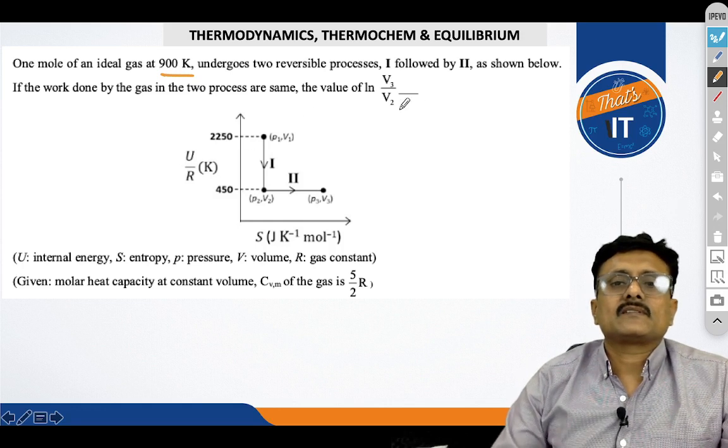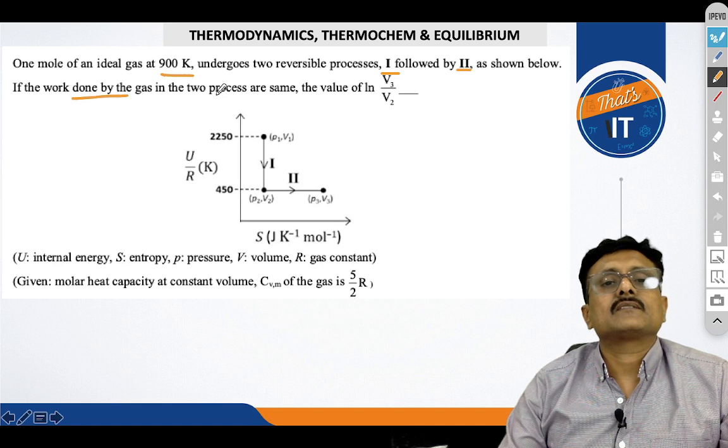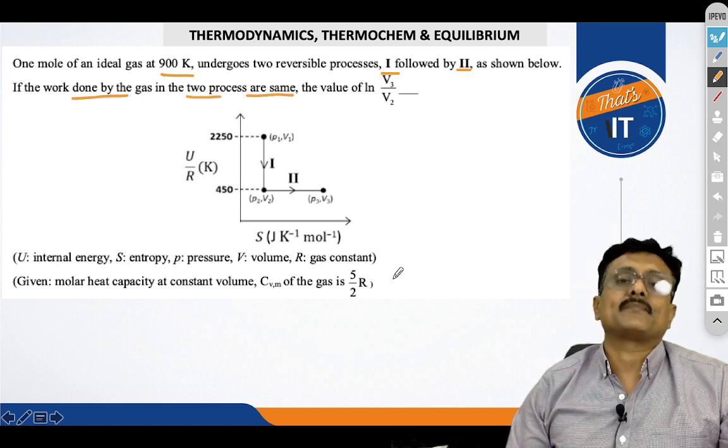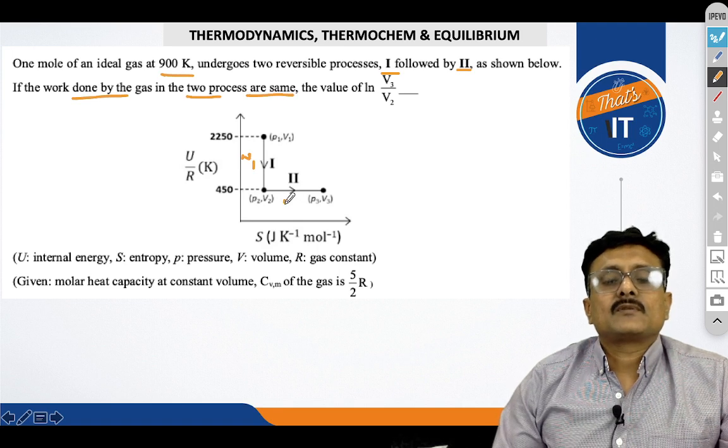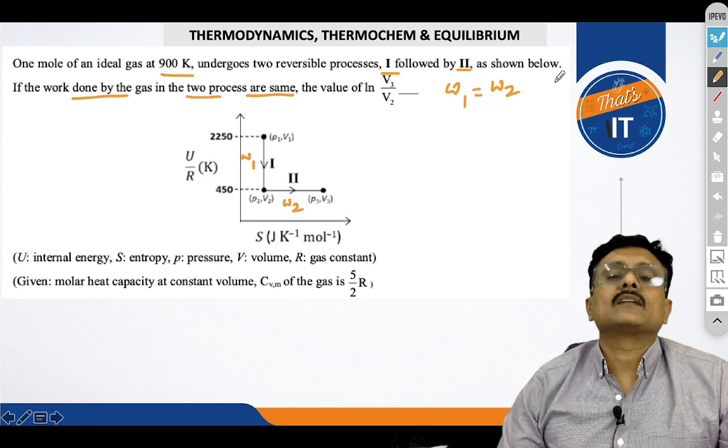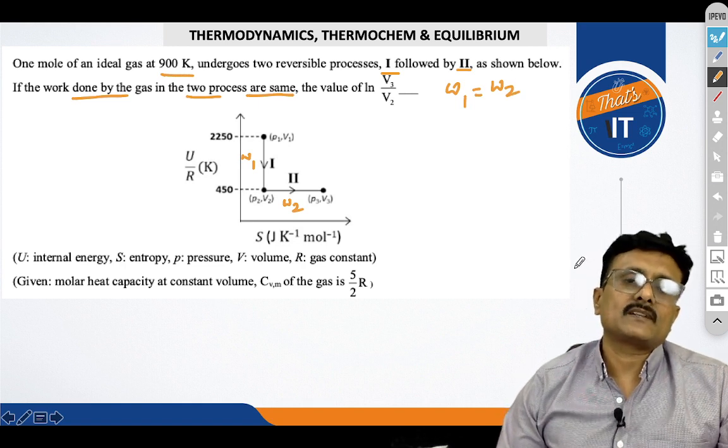You can see that there are 2 processes, 1 and 2, and it is given that the work done by the gas in the 2 processes is the same. I will assume that the work done is W1 and W2. That means the given condition is W1 equal to W2. This will help you in solving the question, but you need to identify what process it is.